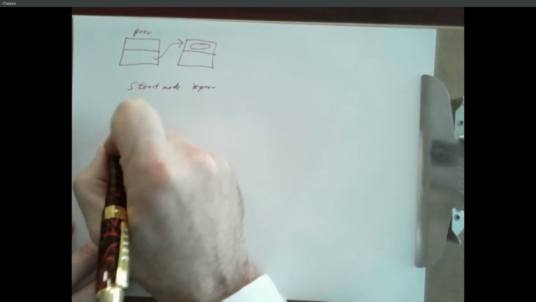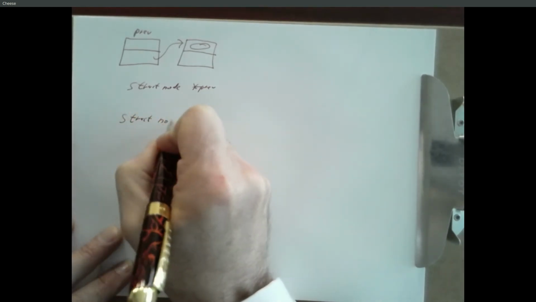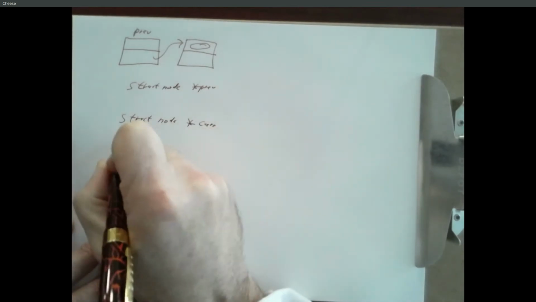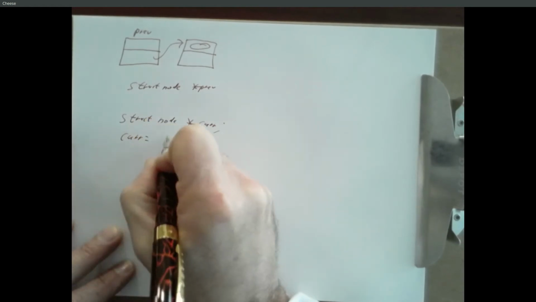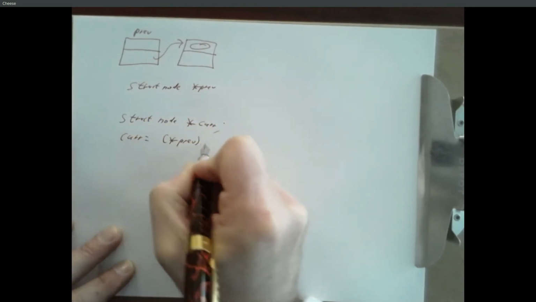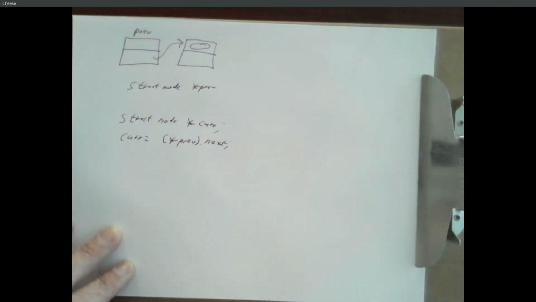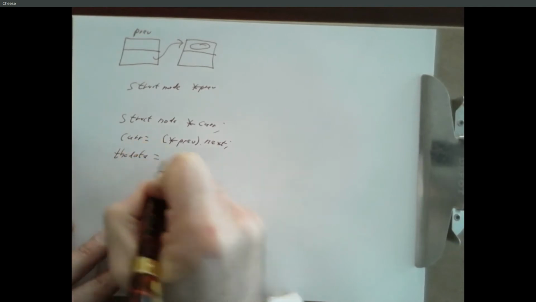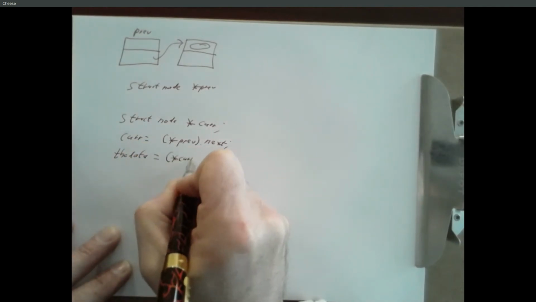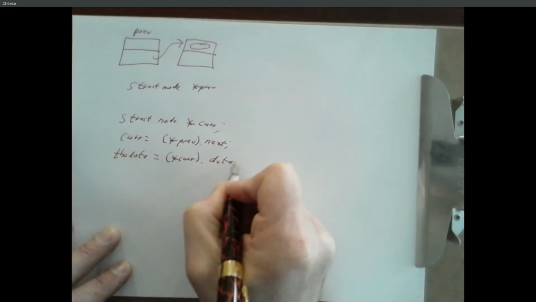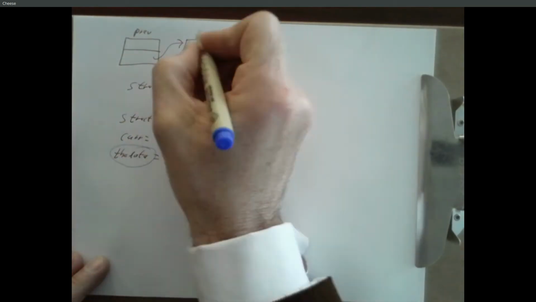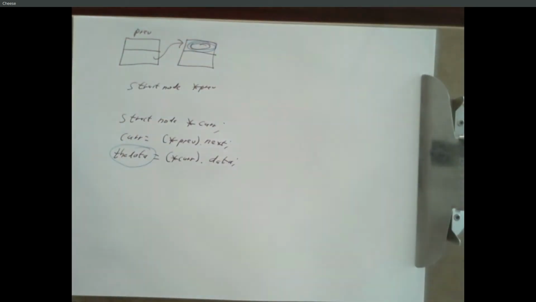We could say something like struct node current, and then we could say current equals the thing that previous points to dot next, and then we could say the data, which is what we're looking for, equals the thing that current points to dot data. And that's going to set the data equal to whatever's stored up here.